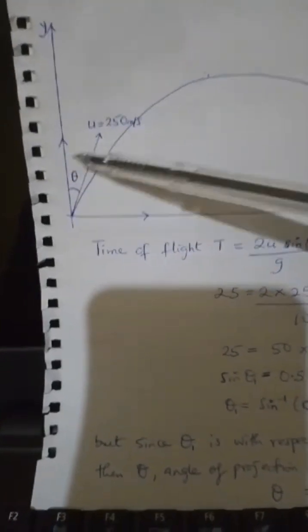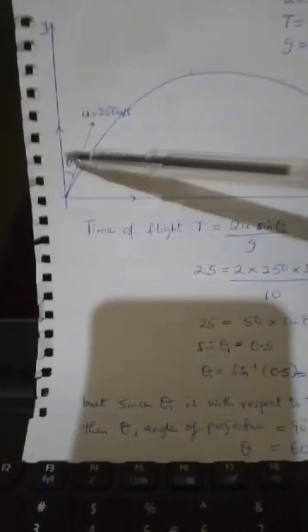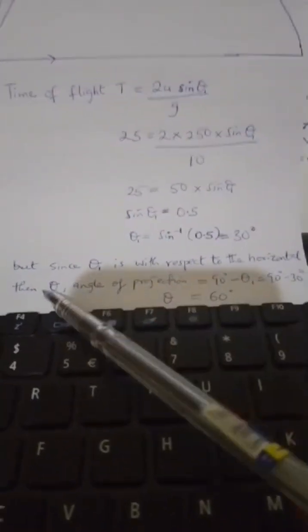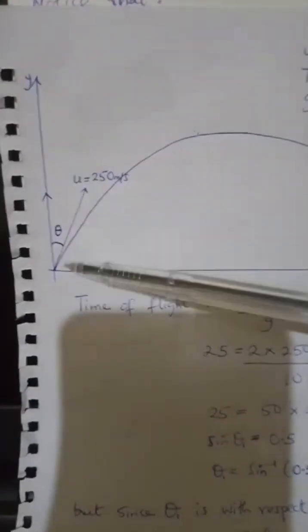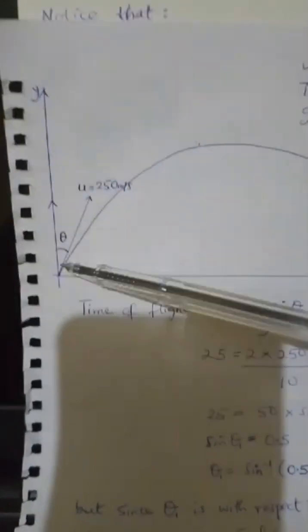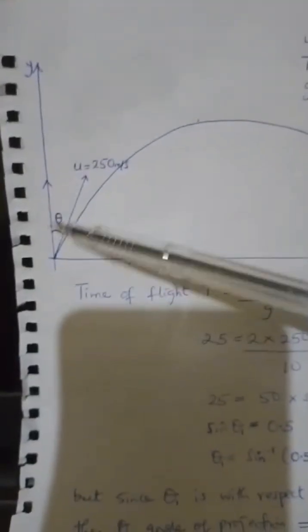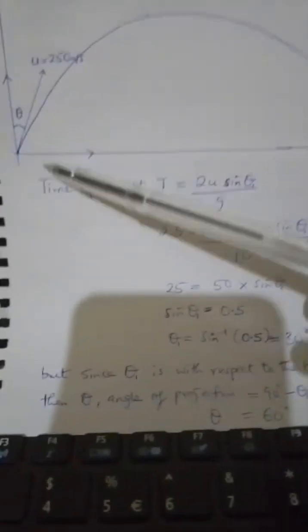So basically just subtract theta 1 from 90 degrees to give you the theta for this particular question, the angle of projection with respect to the vertical. Since theta 1 is with respect to the horizontal, theta from the question is equal to 90 degrees minus theta 1, which is 90 degrees minus 30 degrees. So theta is 60 degrees. In short, the angle theta with respect to the vertical for this particular question is 60 degrees. All our expressions for total time, maximum height and range use theta with respect to the horizontal. Take note.